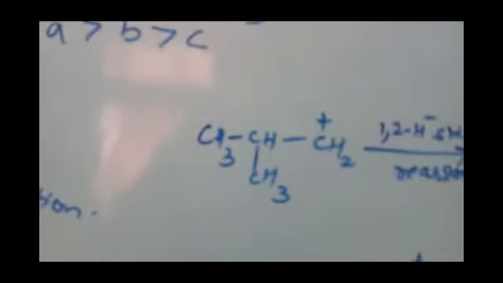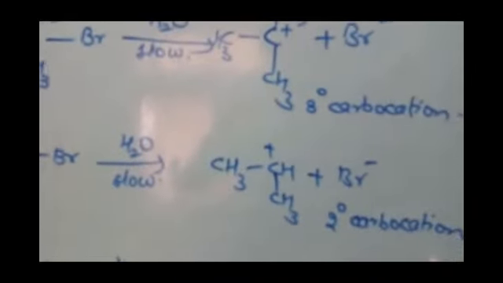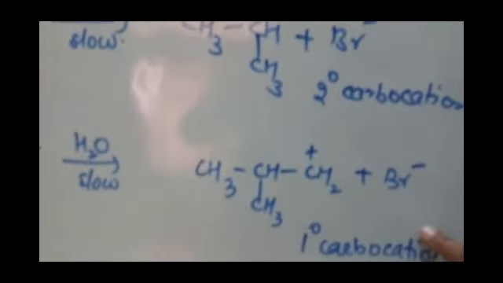Now you can see that here also a tertiary carbocation is formed, so this third one should be more reactive than the second one, because here a tertiary carbocation is formed, whereas in the second case only a secondary carbocation is formed. In the third case, after rearrangement we are getting a 3-degree carbocation. So you can say that the third should be more stable than the first one.